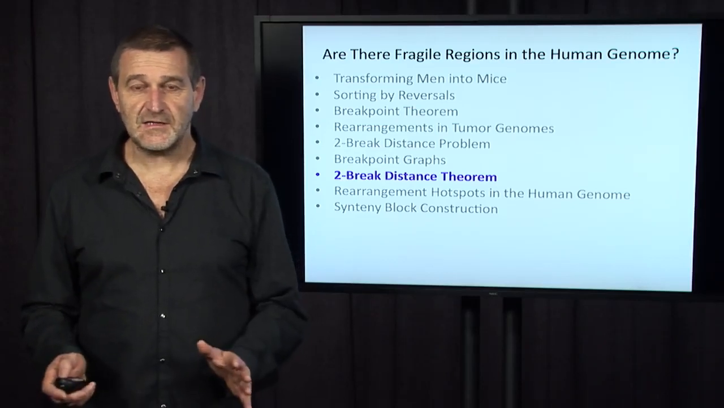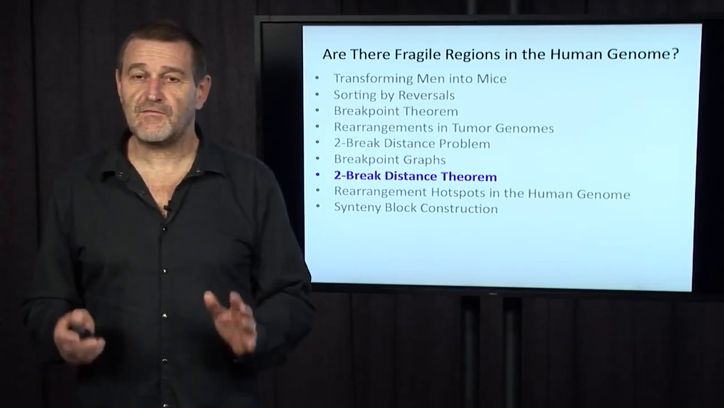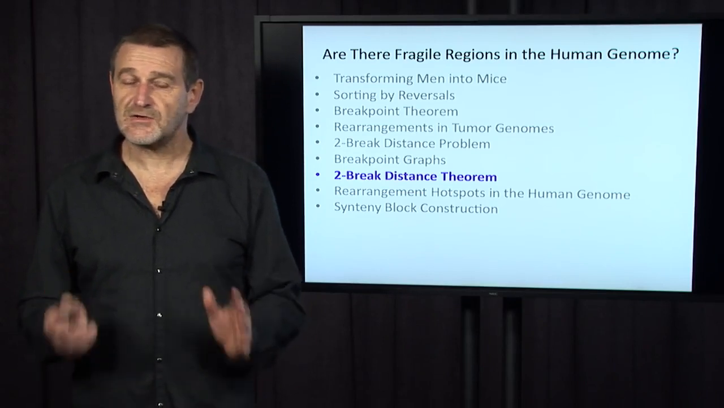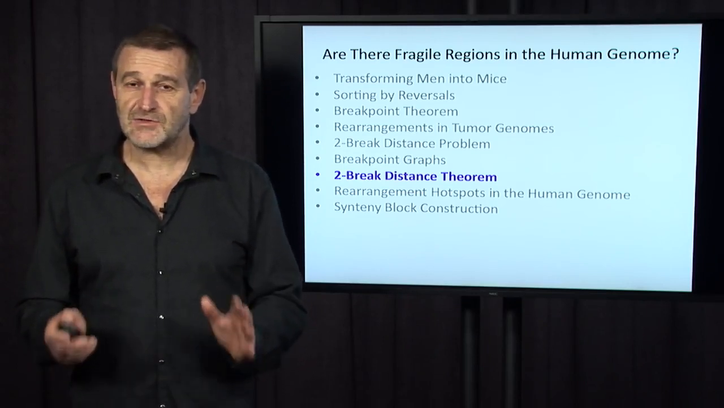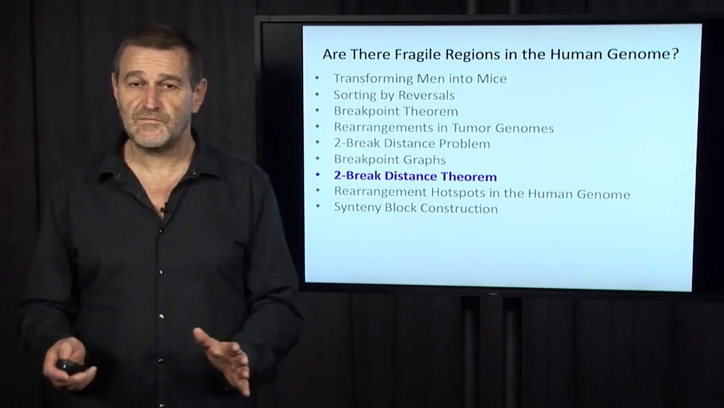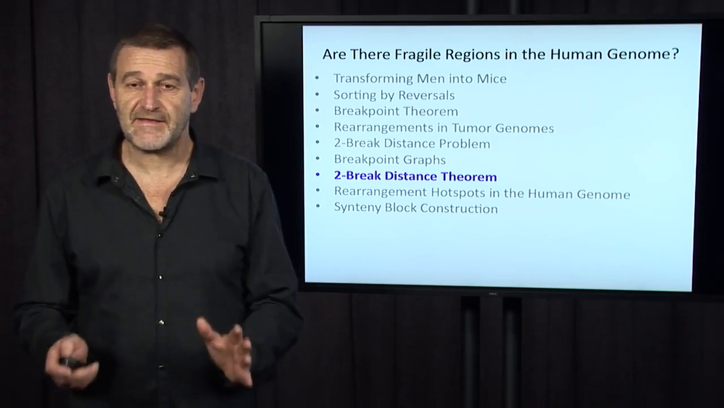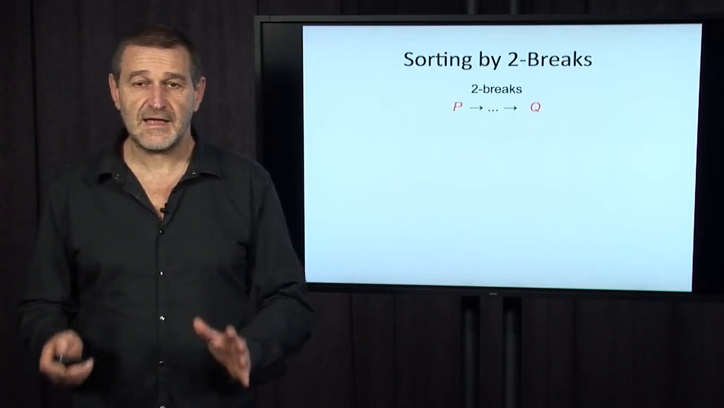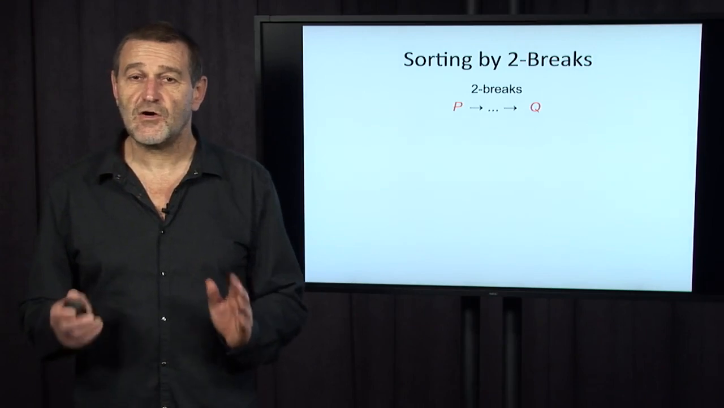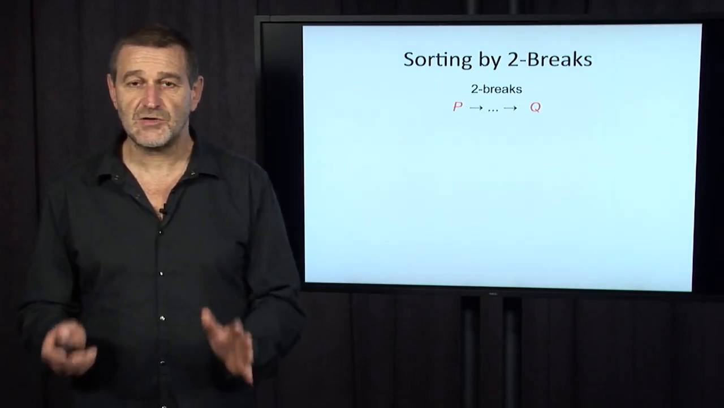We are almost ready to develop a fast algorithm for finding the two-break distance. The only thing left for us to accomplish it is to prove the two-break distance theorem. Let's consider an arbitrary transformation of genome P into genome Q.